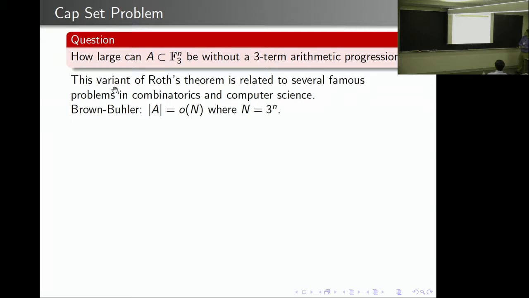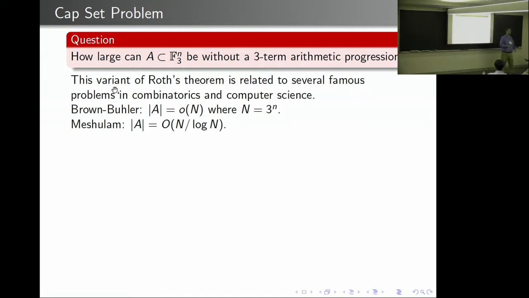There was an old result from the early 80s of Brown and Buhler that shows that such a subset has to have size little o(N). And then there's a very nice observation of Meshulam, which gives a bound of big O of N divided by log N. Big N here is 3 to the n, the number of elements of F_3 to the n. Meshulam's proof is really Roth's proof adapted to the F_3 to the n setting.